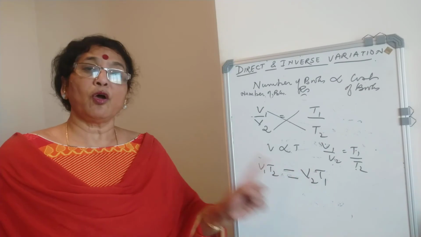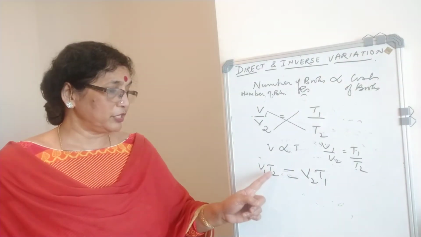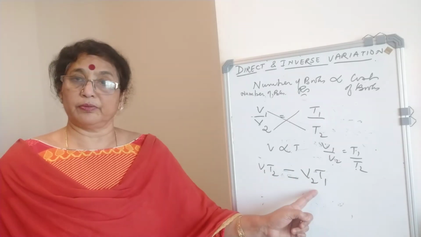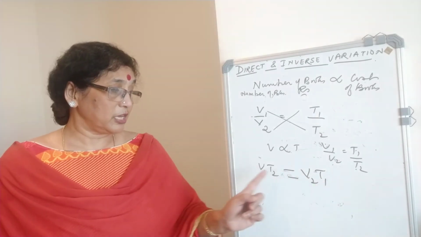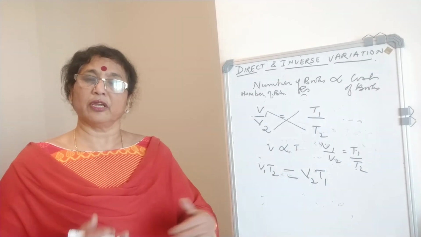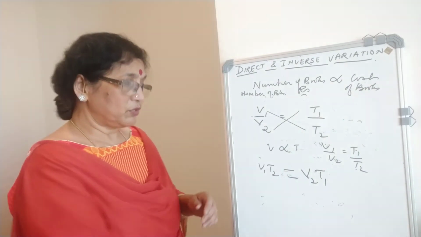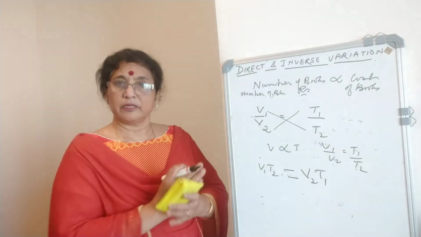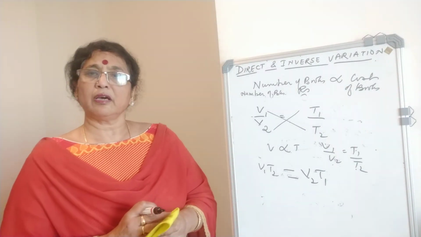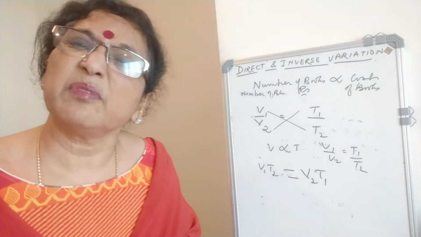Out of these 4, 1 is unknown. So if V1 is unknown, it will be V2 T1 by T2. If T1 is unknown, it will be V1 T2 by V2. That is direct variation. Okay. Now this is direct. So basically I want to give you all some exercises later on. Let me introduce and I'll give you some sums.